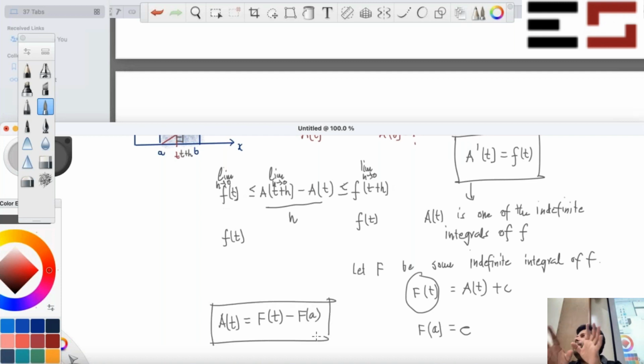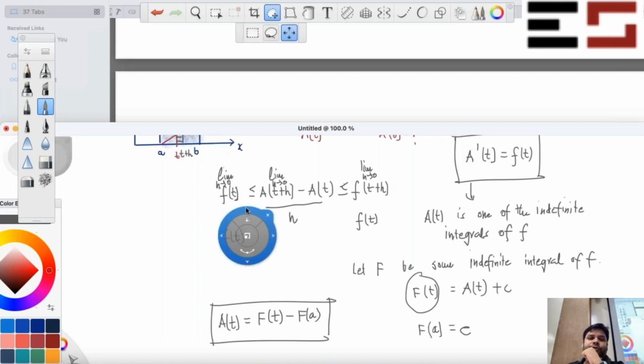So you know F of T, and you know F of A also. So now you know A of T. Interesting, right? Okay, that's it. That's the area function. Now let's do one application quickly. Now it's just straightforward.